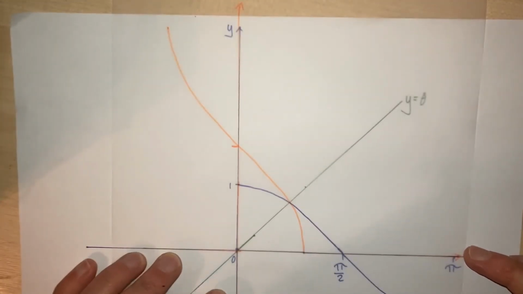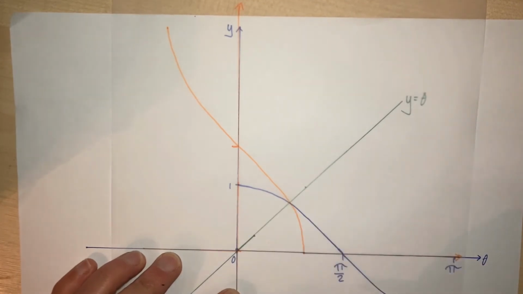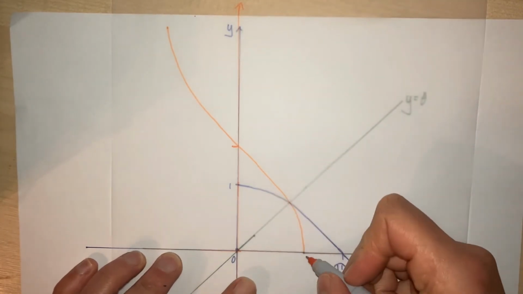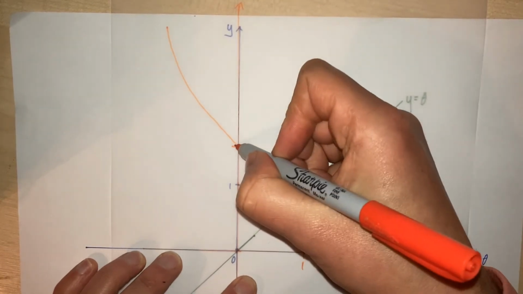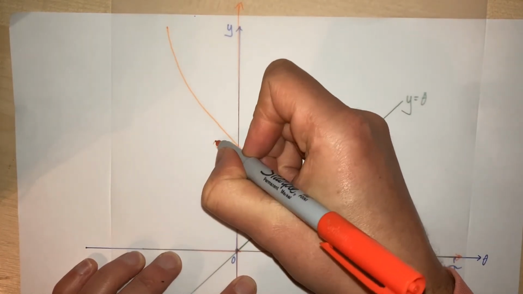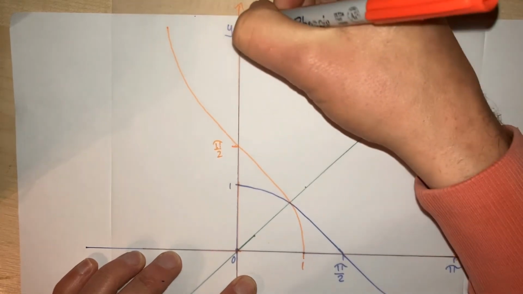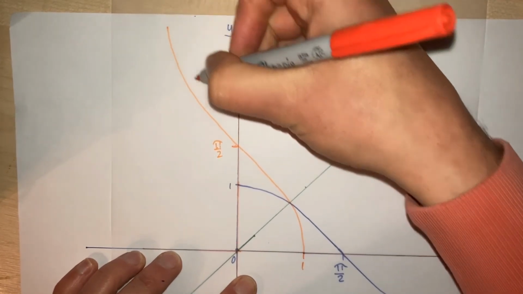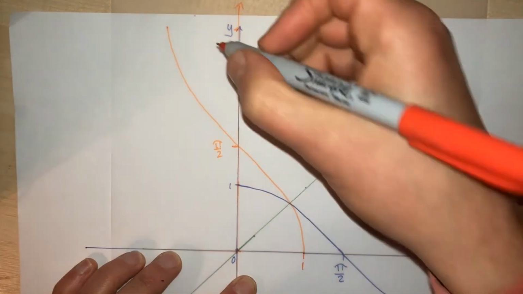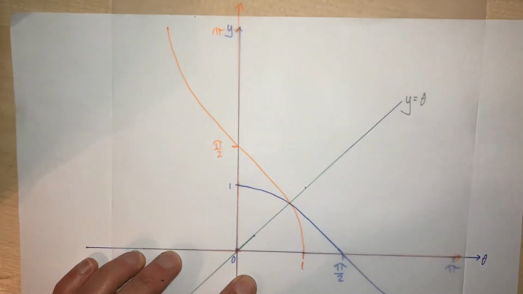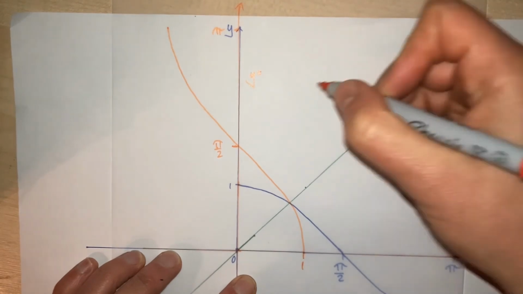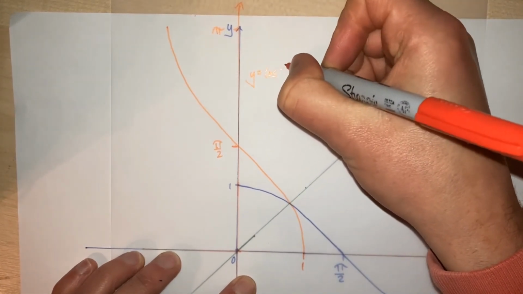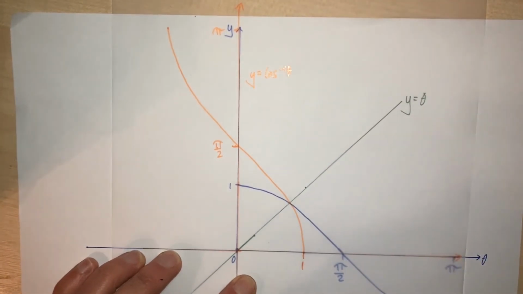Then we're going to mark on these key points here. So this point here is the value of 1, and this point here is the value of pi by 2, which makes this point here, the top of the graph, pi. And this orange line is the graph of y equals the inverse of cos theta.